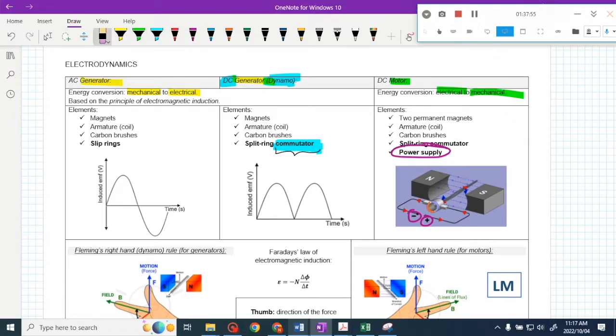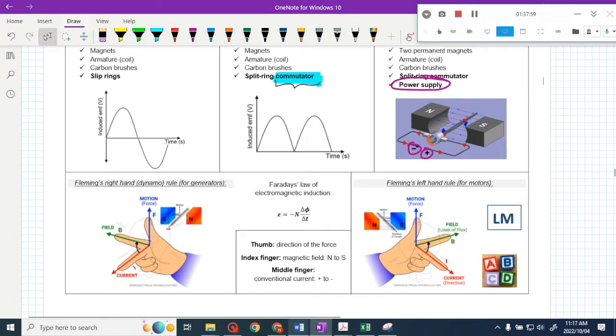So moving away from this, the graphs are very important. For AC, this is one full rotation. For DC, this is one full rotation. Often you guys see two bumps and you think it's two rotations, but that's not true. This is one complete cycle, okay?